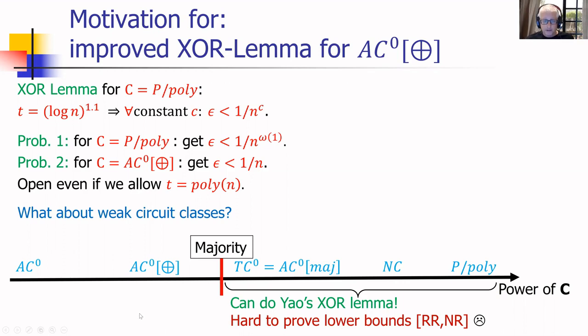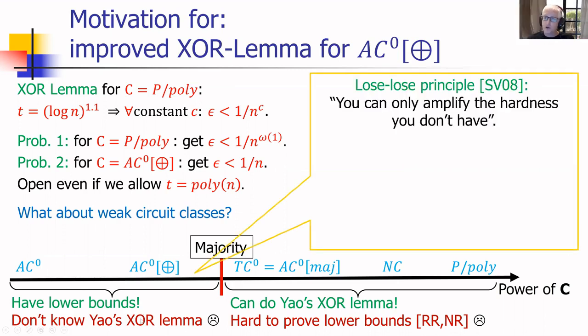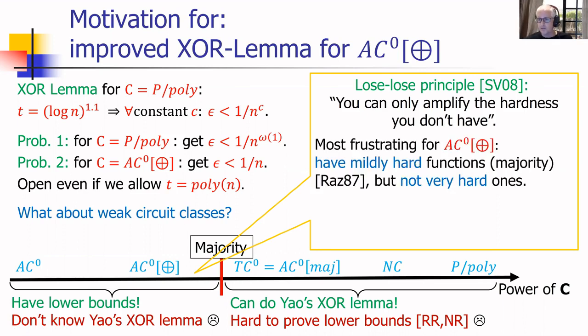On the other hand, if we consider these weaker classes that cannot compute majority, then for these weaker classes we have lower bounds. They cannot compute majority, for example. But for these weaker classes, we don't know how to prove Yao's XOR lemma. So about 12 years ago, in a joint paper with Emanuele Viola, we called this the lose-lose principle, saying that you can only amplify the hardness that you don't have.